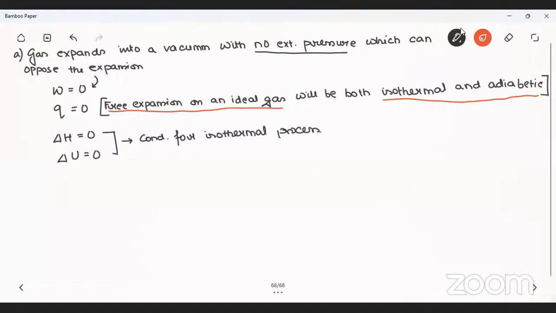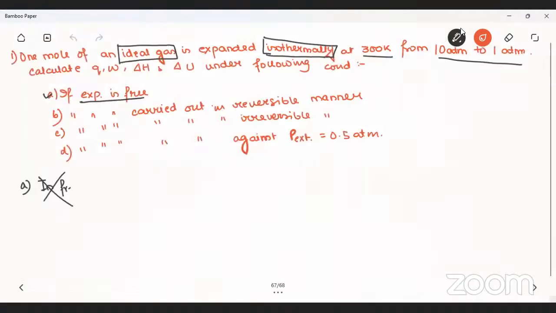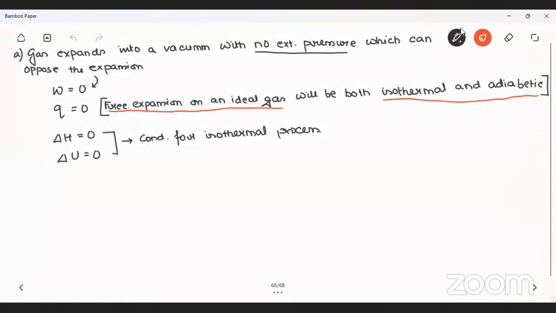Maybe they just gave you the question like free expansion of an ideal gas is occurring. What will be the values of these? You have to remember that free expansion of an ideal gas means it is both an isothermal process and an adiabatic process. For the adiabatic process, Q is equal to 0. For the isothermal process, delta H and delta U both are 0. So ultimately, we calculated the values of every term here. Is this part clear now?